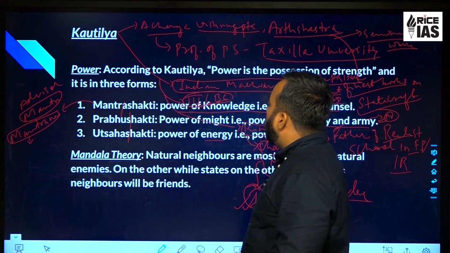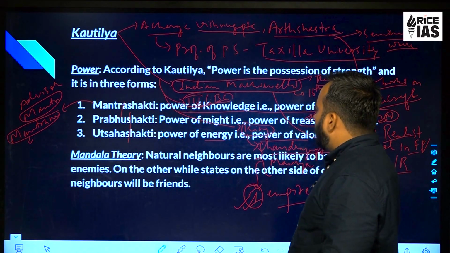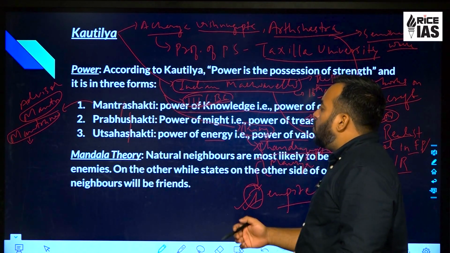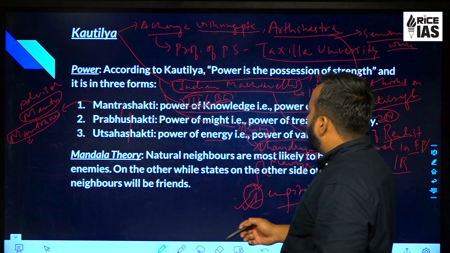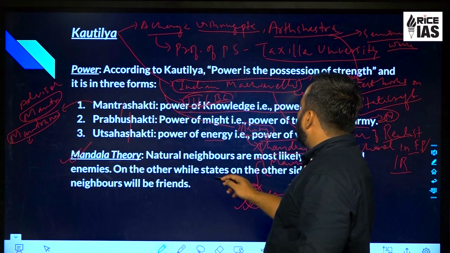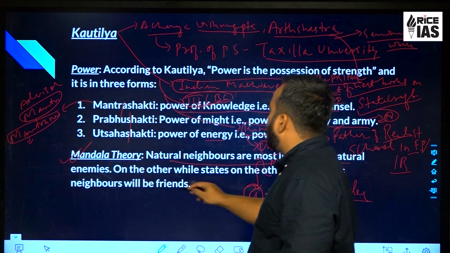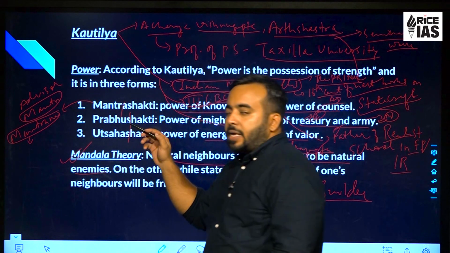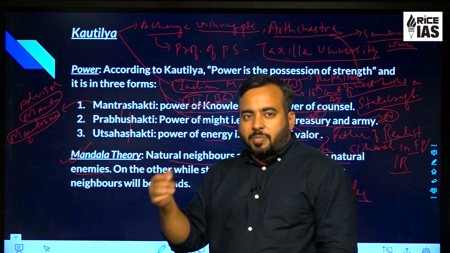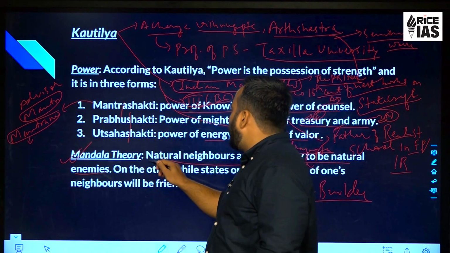Kautilya was more Machiavellian than Machiavelli himself. Let's see how. In his mandala theory, he says that natural neighbors are most likely to be natural enemies. And the king on the Rajyabhishek must start expansion, starting from the neighbors.